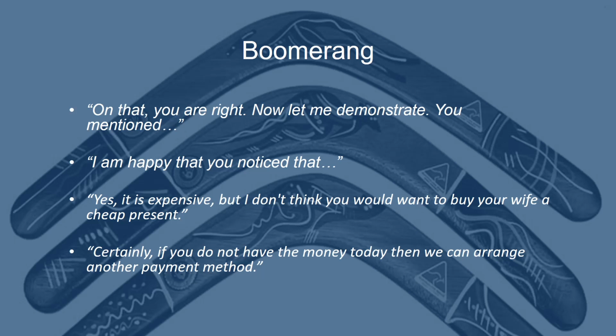So here are some examples. On that, you are right. Now let me demonstrate. So you mentioned this, and away you go. Another one that you could do is, I am happy that you noticed that. Here's another one. Yes, it is expensive, but I don't think you would want to buy your wife a cheap present. Again, you don't have to use those words. You can change them. Or certainly, if you do not have the money today, then we can arrange another payment method. Again, you are countering everything that they're saying and throwing it right back at them. So this is a boomerang.